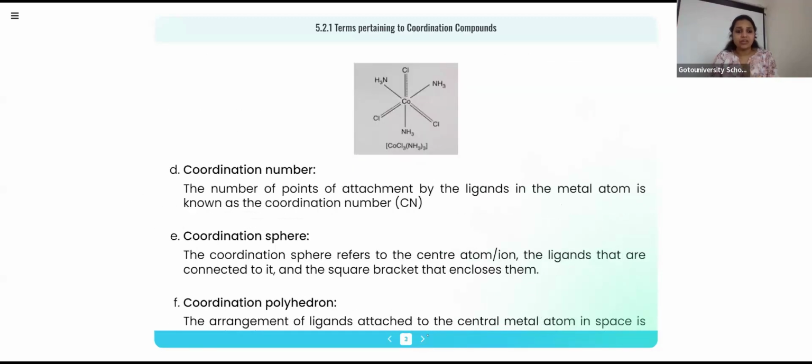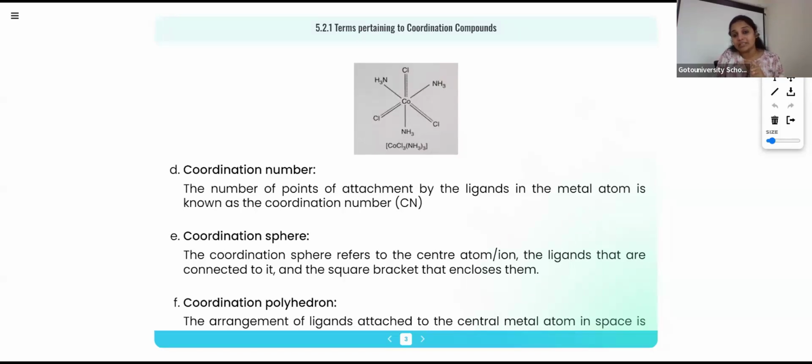Now the next term that we are using is coordination number. Coordination number, as I said before, is the number of ligands connected to the metal atom. In the previous case, you remember, the first one, [CoCl3(NH3)3], here the coordination number is 6.